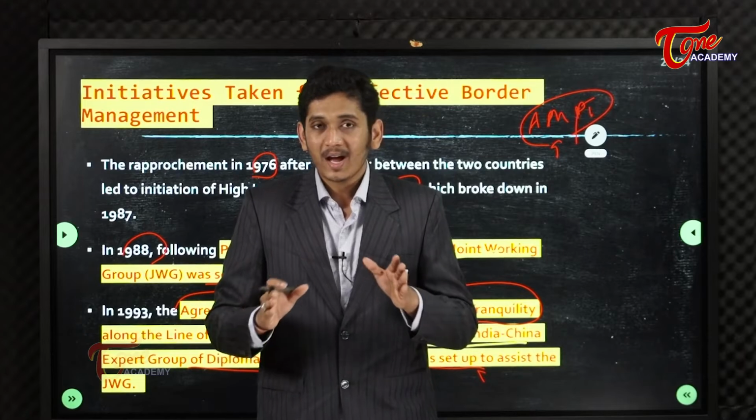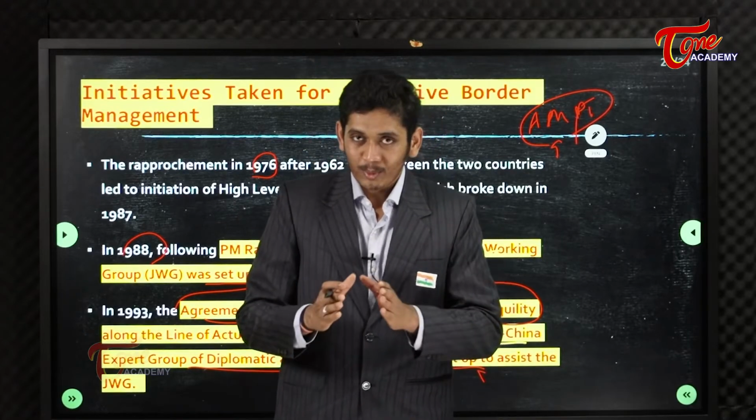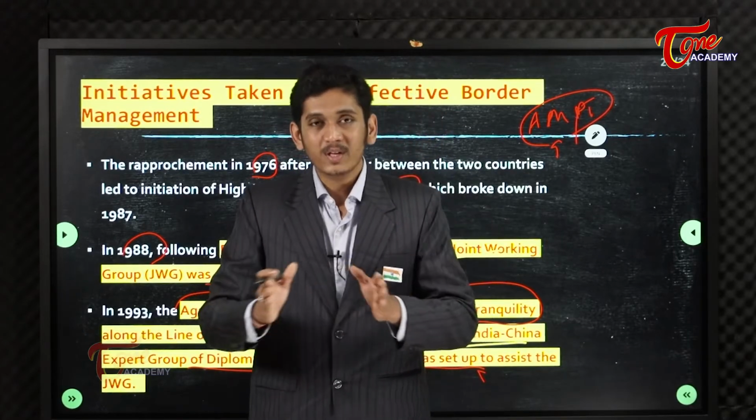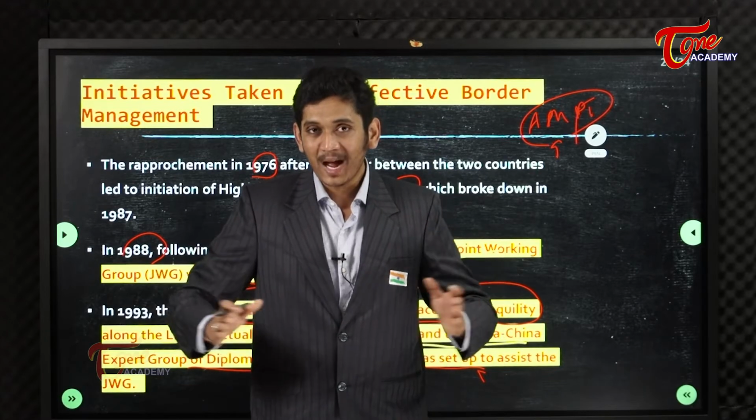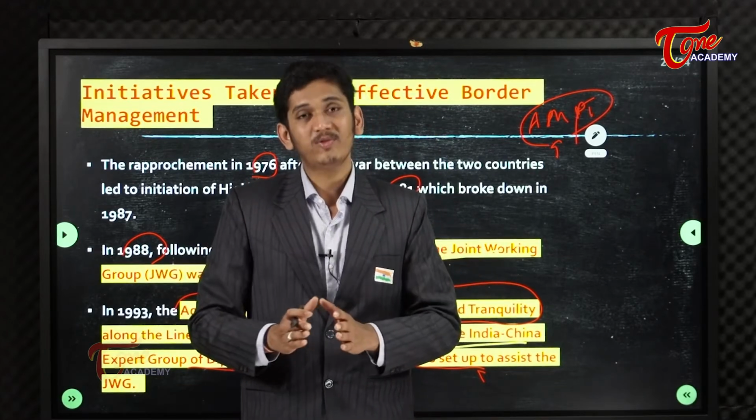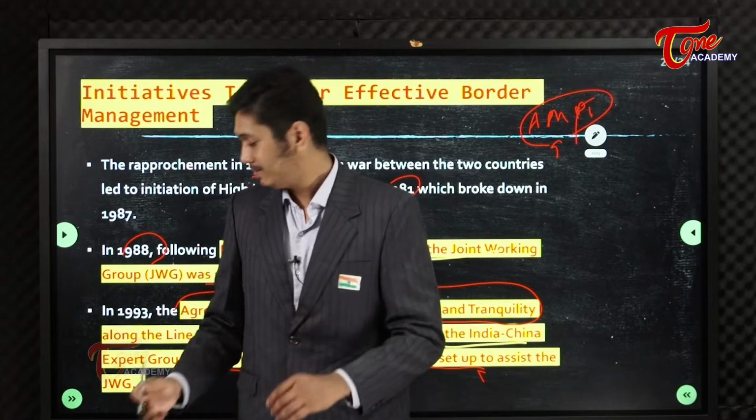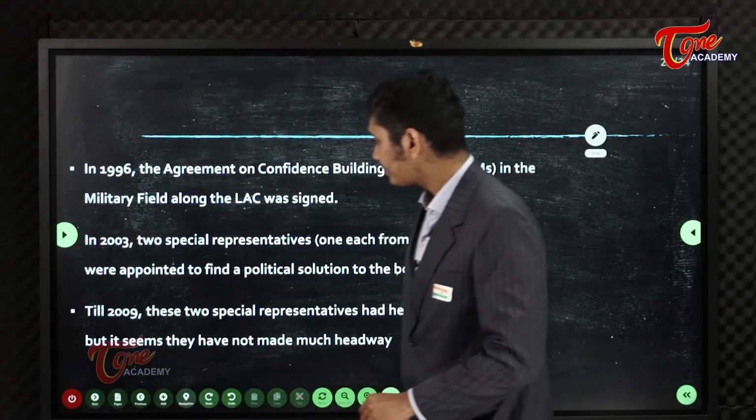So what happened after Galwan Valley clashes? Both the Chinese troops and Indian troops went back further rather than coming forward in a clashing manner. It was a win-win situation.